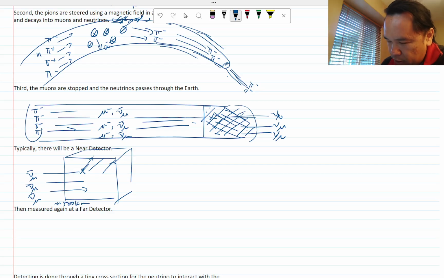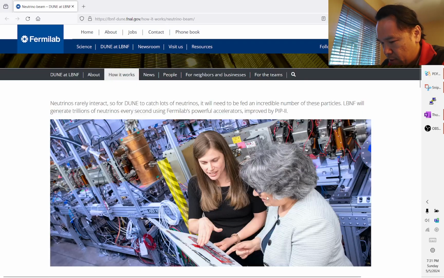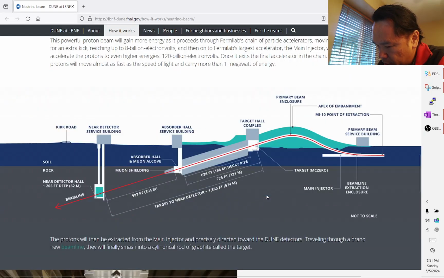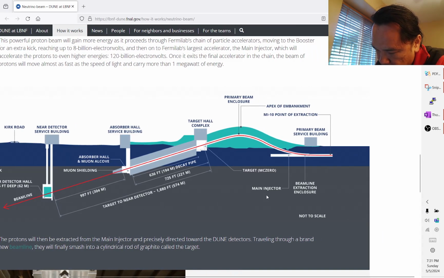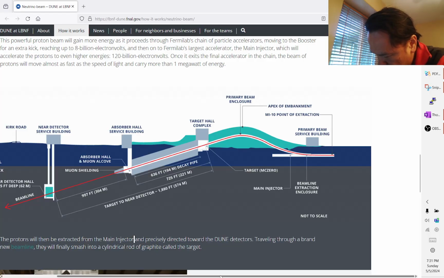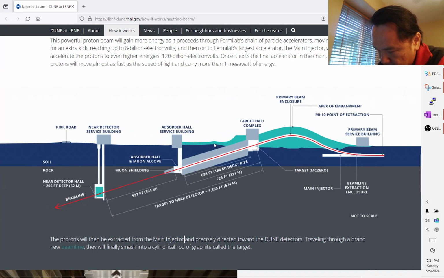And what they do is, let me see, I think they have a better picture up here. Let's see. So you have a near detector. Right after, I can scroll back. So this is the proton beam. And then this is where they smash the thing into a graphite target, and now you have a bunch of pions.